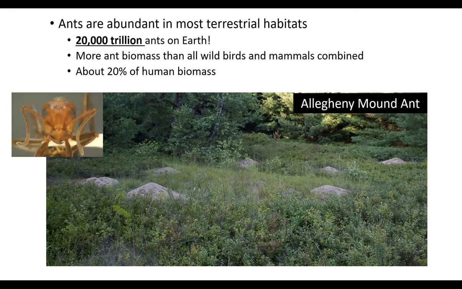This species here, Allegheny mound ant, again, makes super populous colonies. There's like seven mounds in this area. It's probably one colony. I wouldn't be surprised if there's hundreds of thousands of ants in this one area. This is actually in Massachusetts in a sand plain kind of heathland. So this is some lowbush blueberry around here.